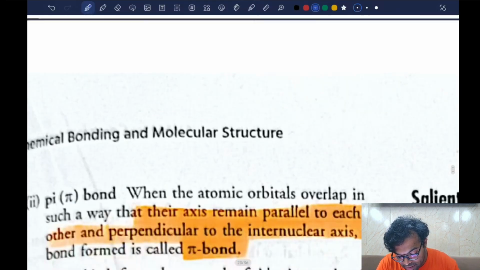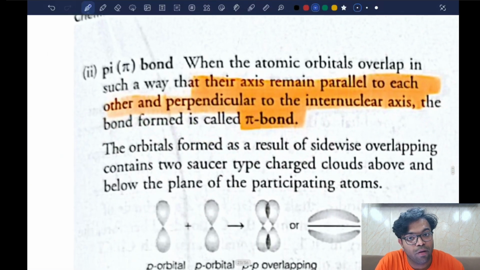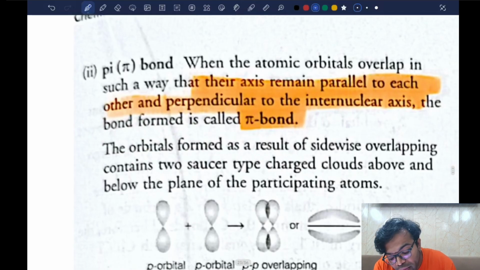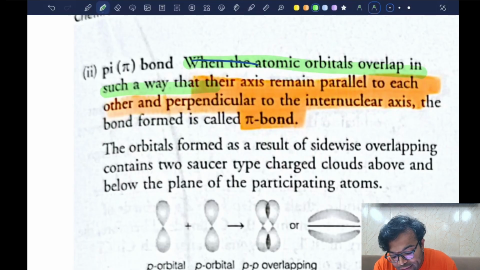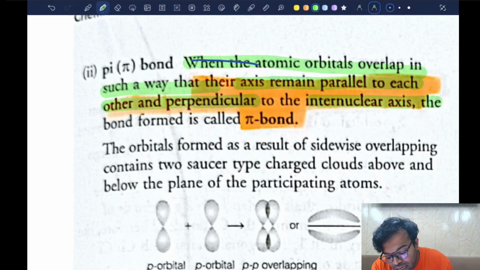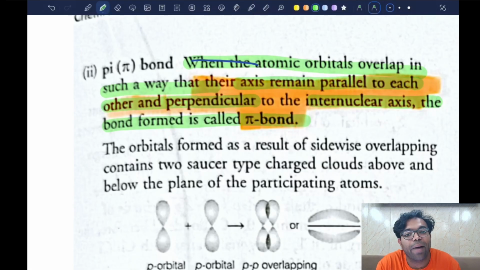Now, what else? The pi bond. You cannot have a head-on overlap between the py and the px if we take the z-axis as our default, but they can have something known as a sideways overlap. When the atomic orbitals overlap in such a way that their axis remains parallel to each other and perpendicular to the internuclear axis, the bond formed is called the pi bond.